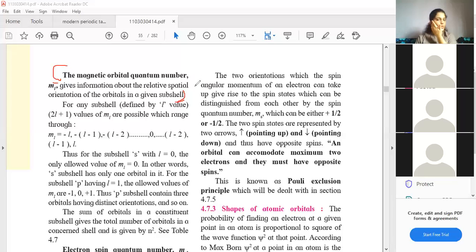Now students, what I'll do is I'll just directly jump to the example part so you all will understand how to determine it. But before that, you all can mark this point. For any subshell, you all can determine the ml value by doing 2l plus 1. Okay, so mark this entire statement and mark this range also. Students, I hope you all are marking whatever I'm asking you to mark. Okay, so first ml, and how we can determine ml. ml stands for 2l plus 1 values that are possible, which range through, and then this range.